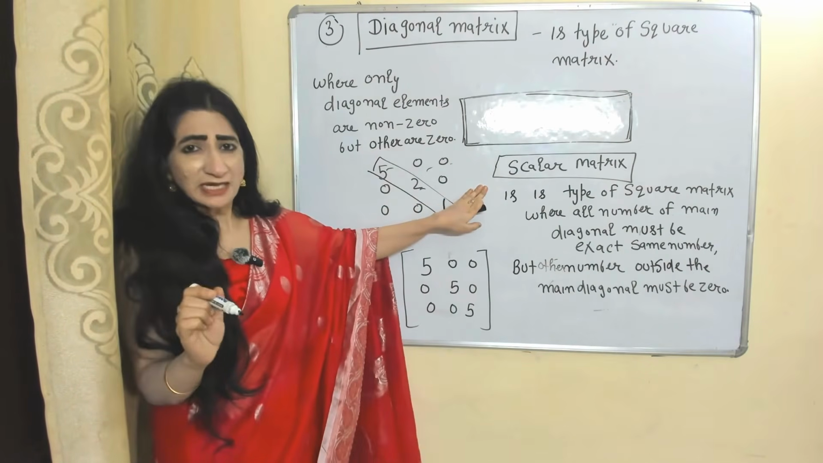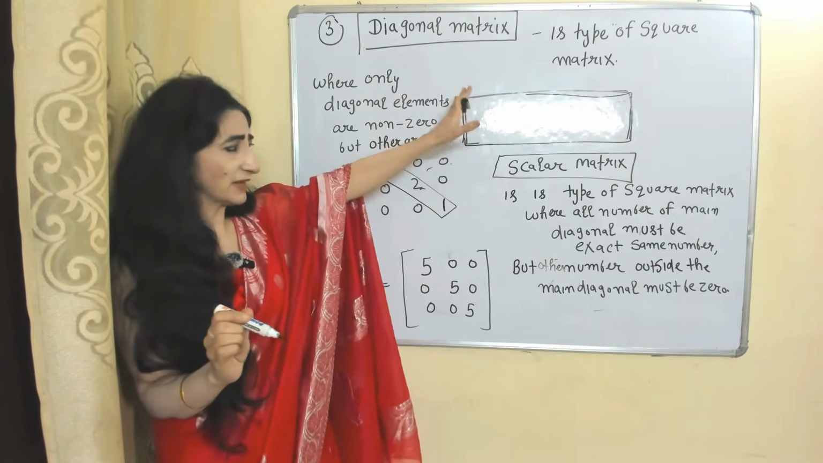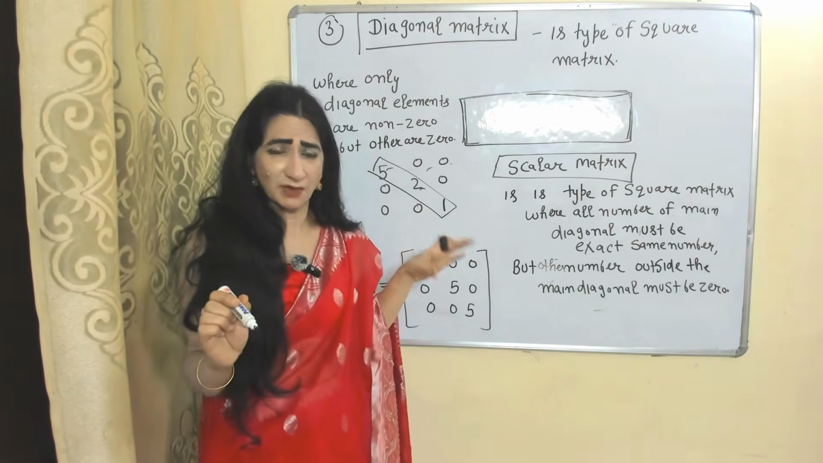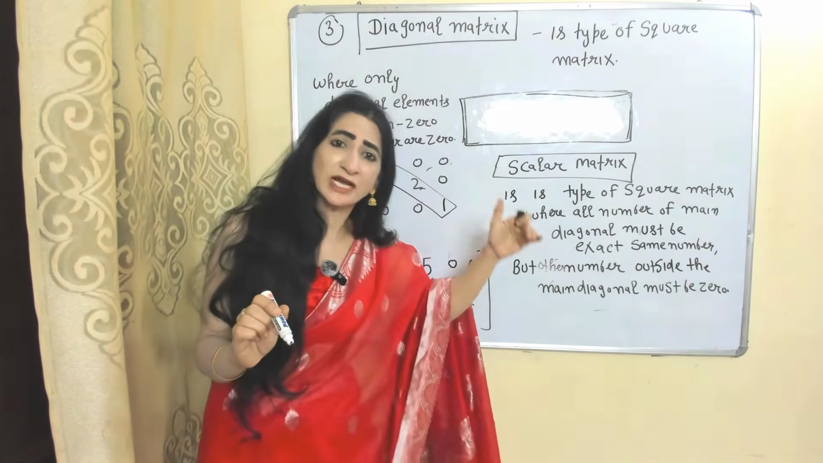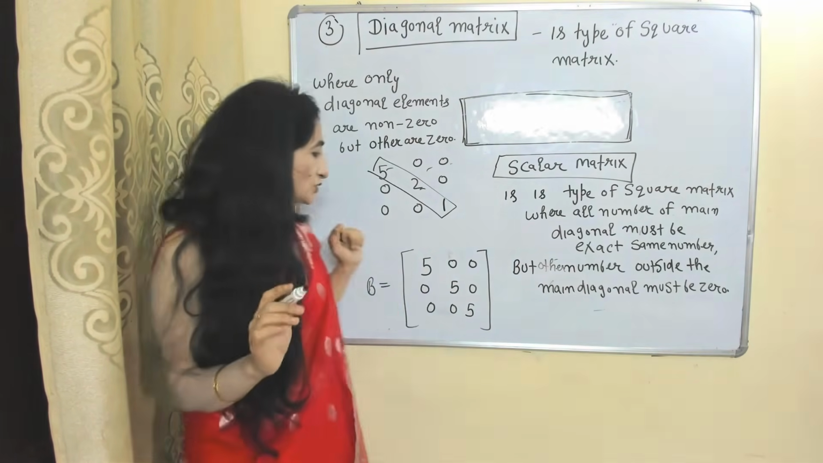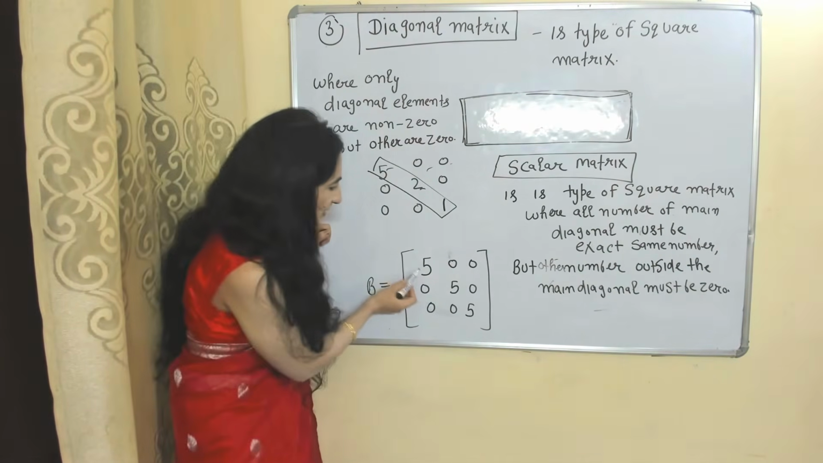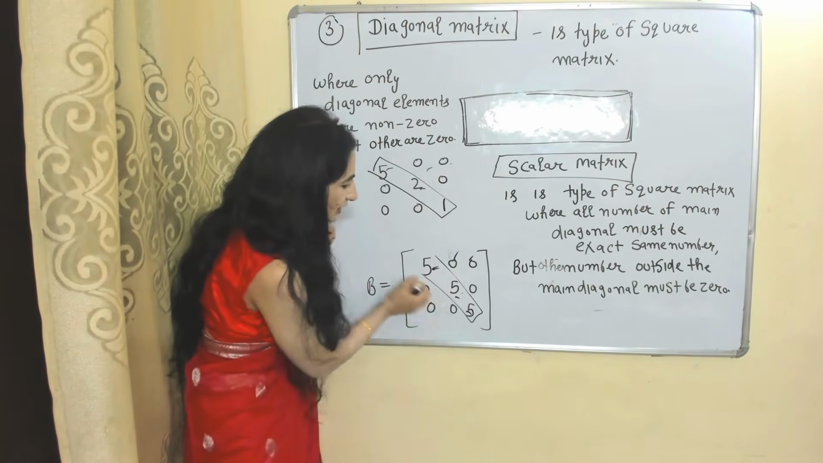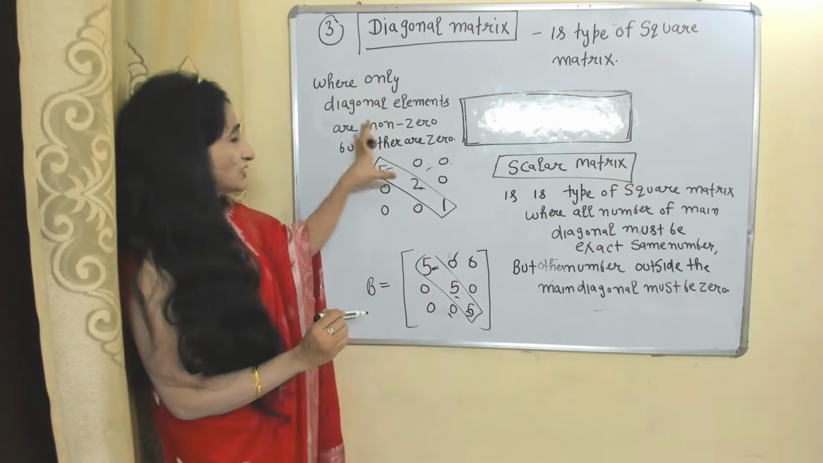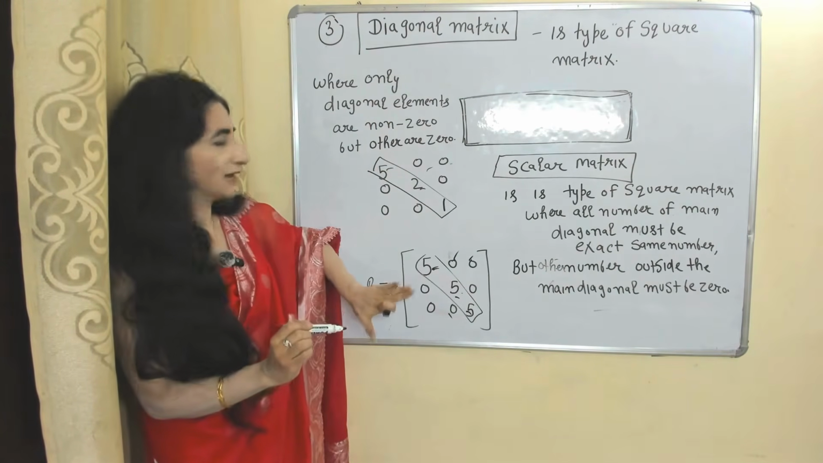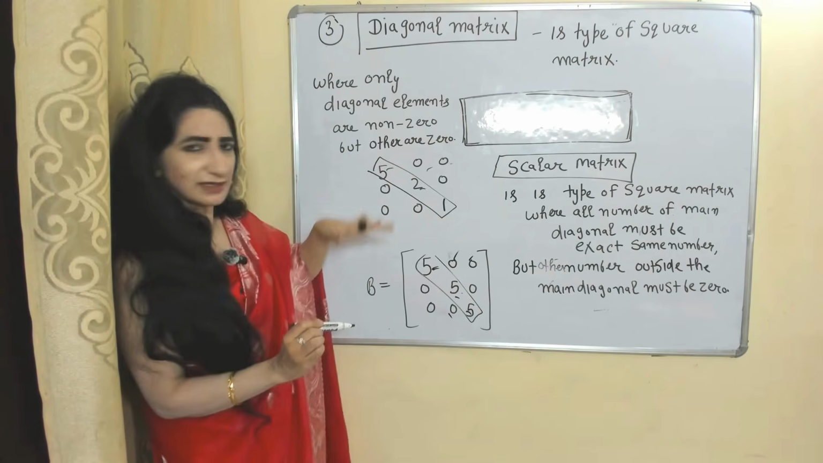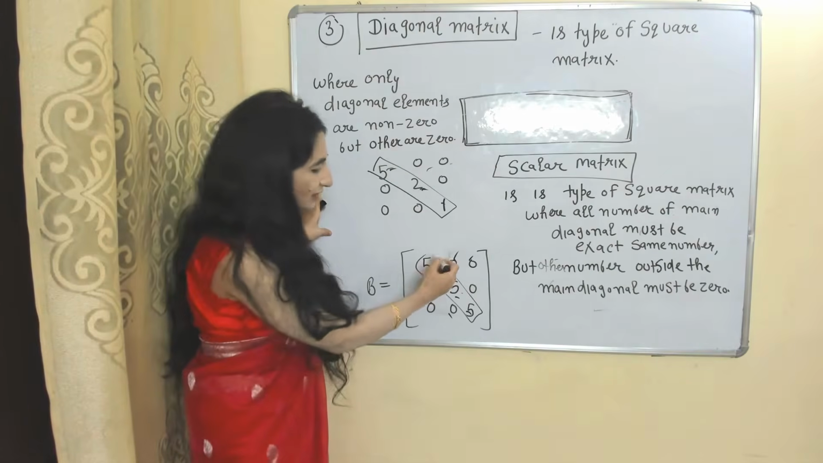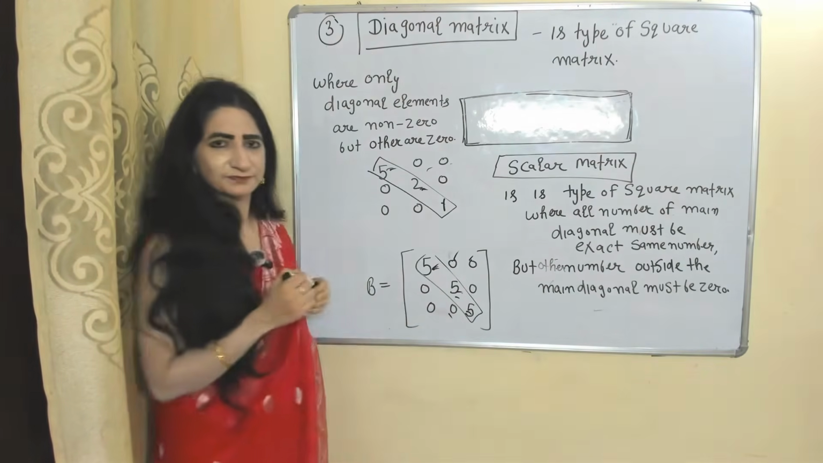Scalar matrix. A scalar matrix is also a type of square matrix where all the numbers on the main diagonal must be exactly the same number and the other elements outside the main diagonal must be 0. So here you can see all elements in the main diagonal are the same, 5, 5, 5, and the other elements outside the diagonal are 0. The only difference between diagonal and scalar matrix is that in a diagonal matrix, the diagonal elements are not the same, 5, 2, 1, but in a scalar matrix, the diagonal elements are the same, 5, 5, 5.